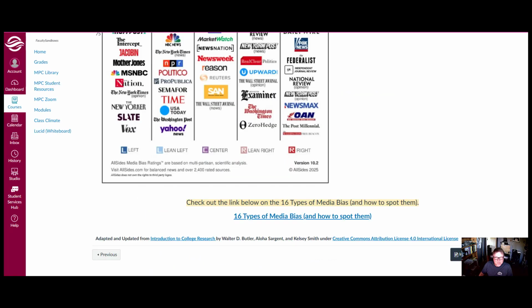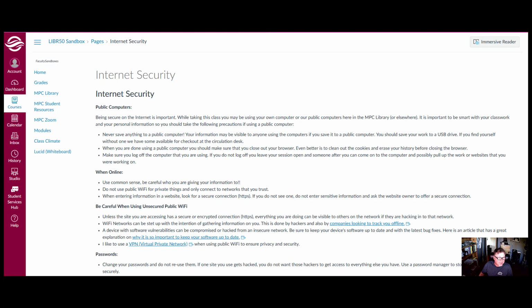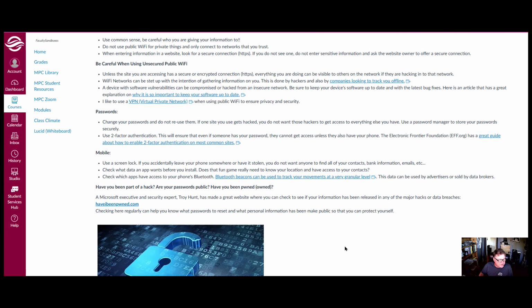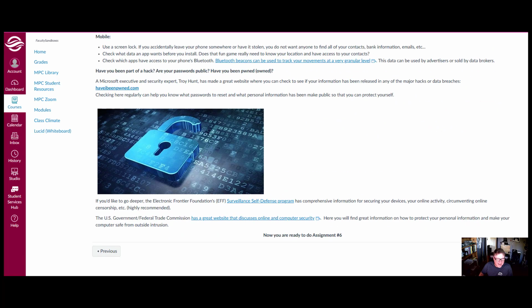And then I'm going to come to the next page and talk about internet security. This is important too. You should definitely be secure in using the internet, in using Wi-Fi, public Wi-Fi. So we talk about public computers when you're online, using such things as virtual private networks, passwords, password security, and things like that. So very important lesson here dealing with the internet.